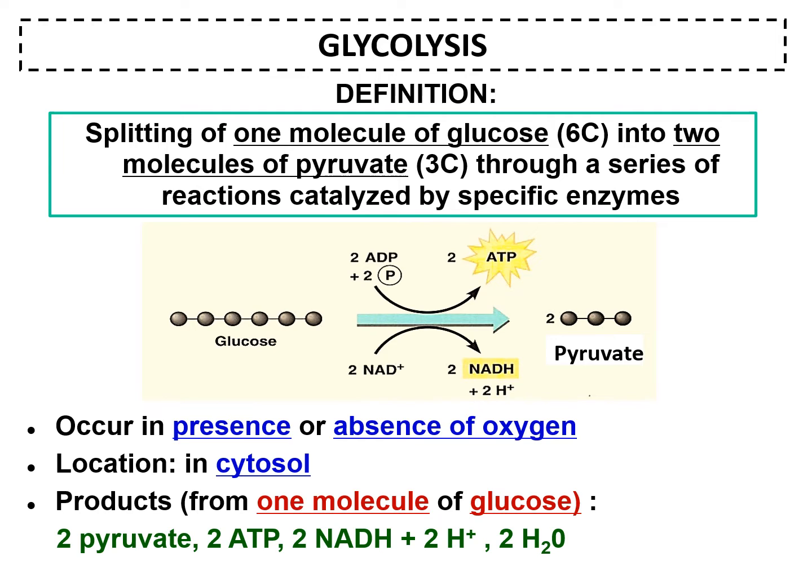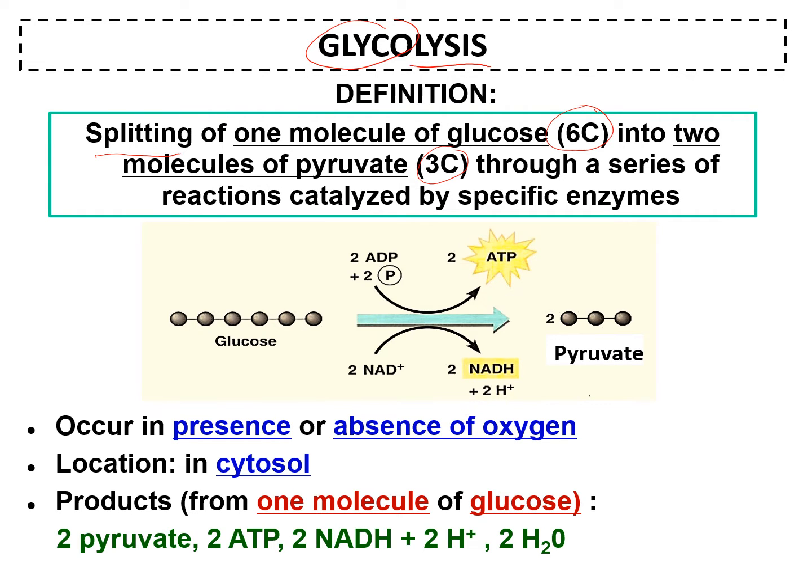Glycolysis is a splitting. The word lysis means split, breakdown. One molecule of glucose, which comes from the word glyco, is split into two molecules of pyruvate. As you can see, glucose is a 6 carbon molecule, while pyruvate is a 3 carbon molecule. So 6 divided by 2 gives two molecules of pyruvate, each a 3 carbon molecule, through a series of reactions catalyzed by specific enzymes.